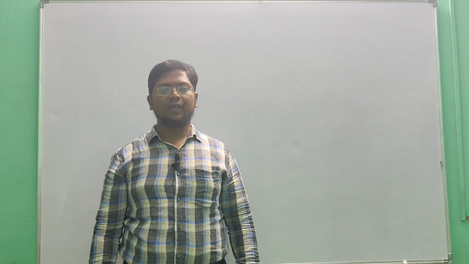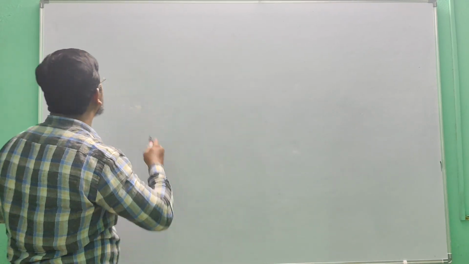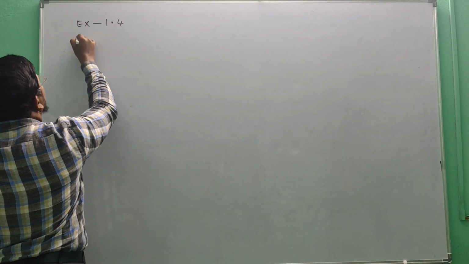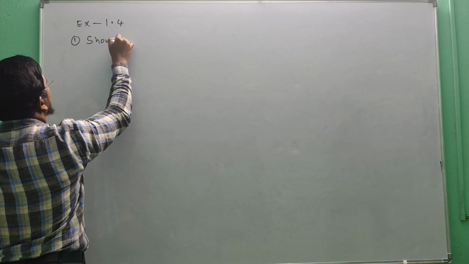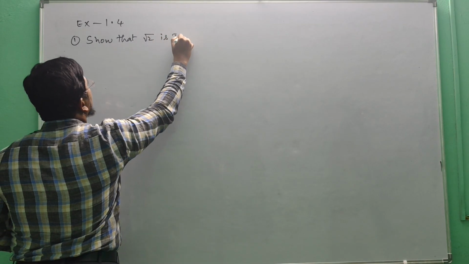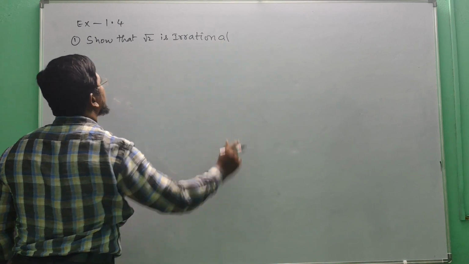Today I am going to explain class 10, chapter 1, real numbers, exercise 1.4. Let us see the question. Exercise 1.4. First question, show that root 2 is irrational.